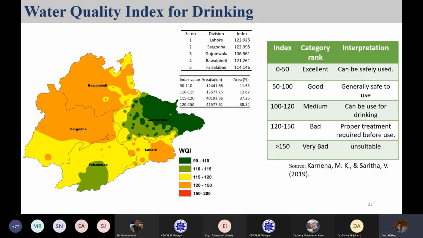However, Gujranwala and some parts of Toba Tek Singh fall in a good category. Moving towards our next, the water quality index for drinking. Here we classify them into 5 classes. The table shows the index value for the different divisions as well as the area covered by the different classes. Here we can see that the major part of our study area falls into the 120 to 150 permissible limit. It means that this area needs some kind of immediate action plan to restore or to mitigate the groundwater quality that is contaminated by previously discussed contaminants.